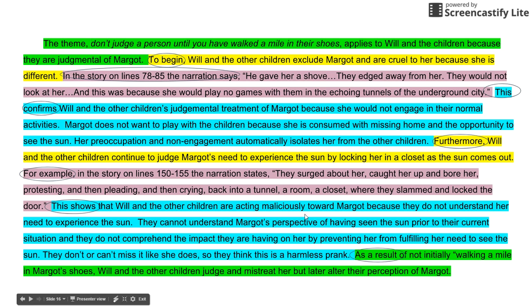You're going to notice that there are tier 2 words in here. We've got malicious. We've got the word perception. Up here we have the word isolates, preoccupation. You want to use vocabulary, so just be aware of all of this.